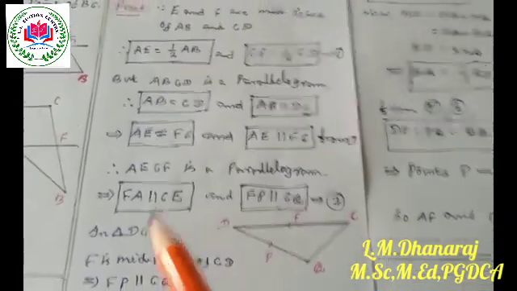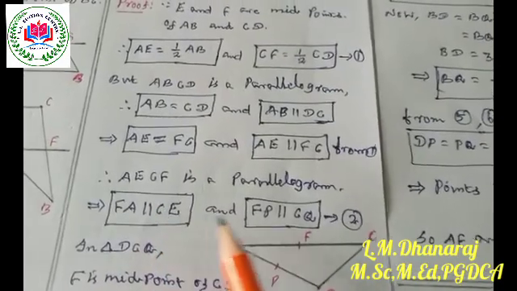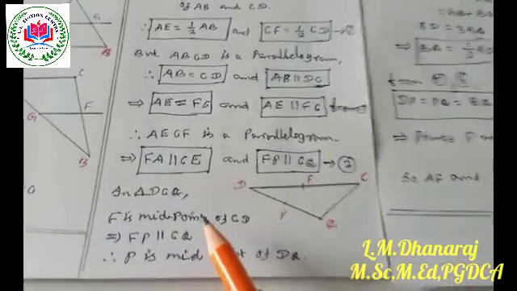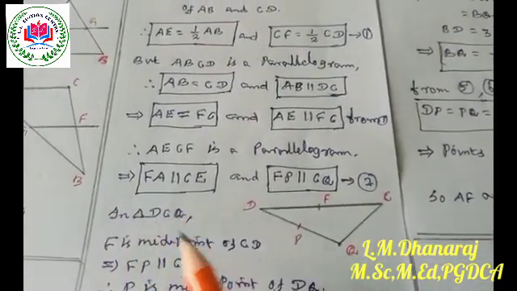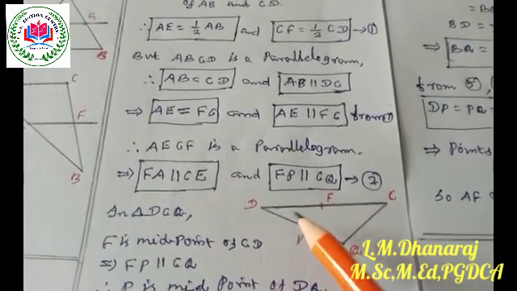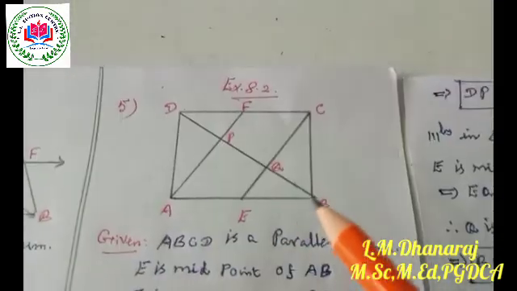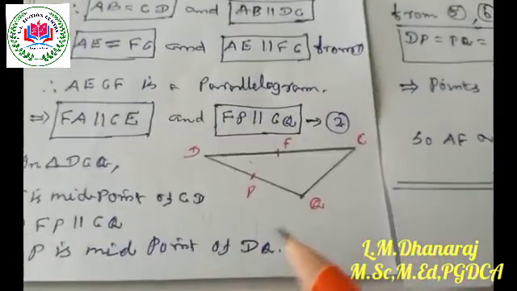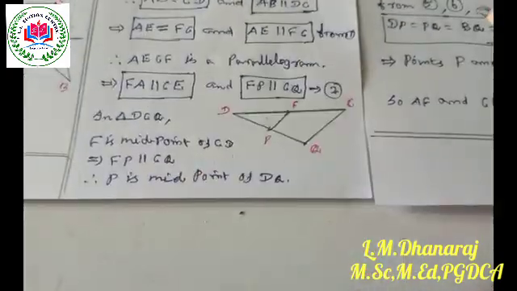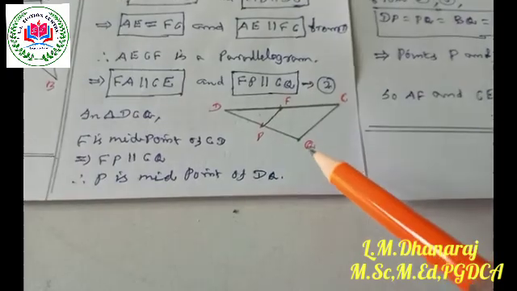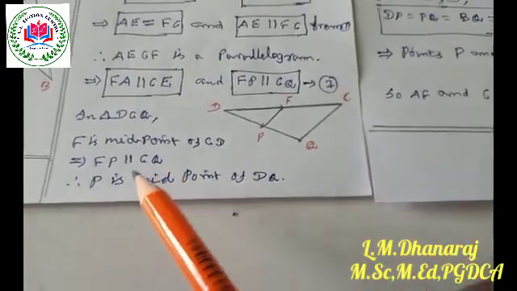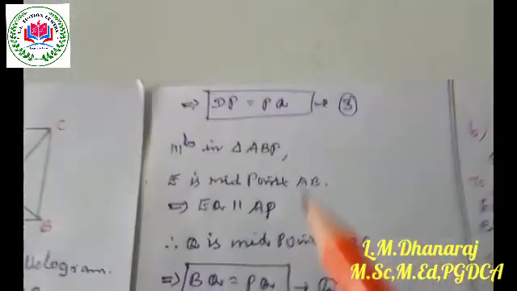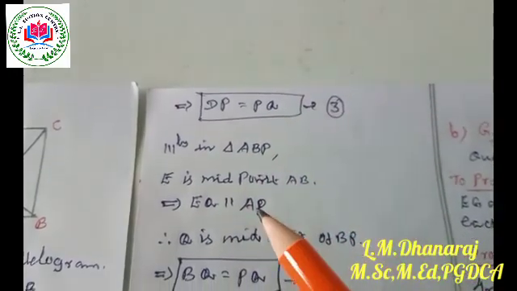That is, FA is parallel to CE and FP is parallel to CQ from the diagram. Now let us consider the triangle DCQ, with P and F. So when we join these two, PF is parallel to QC, we can say. Therefore, P is the midpoint of DQ, and this proves that DP is equal to PQ. Make it as equation number 3.